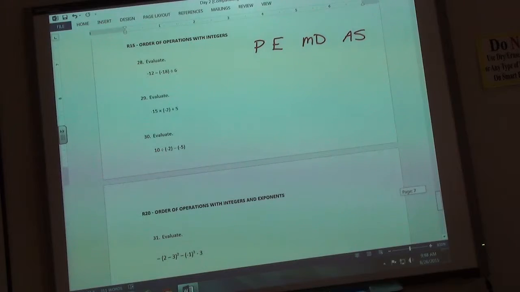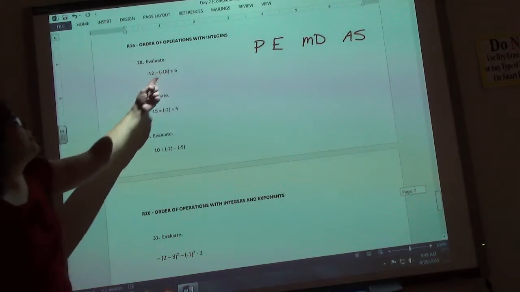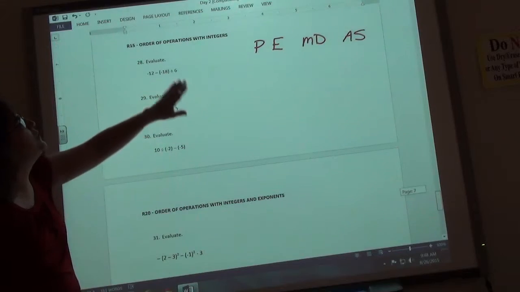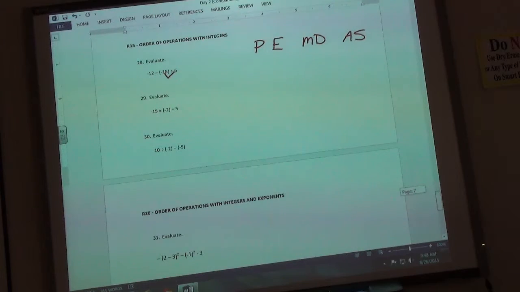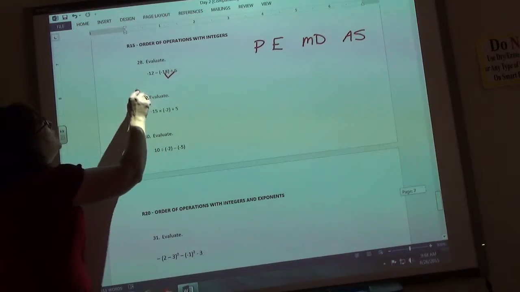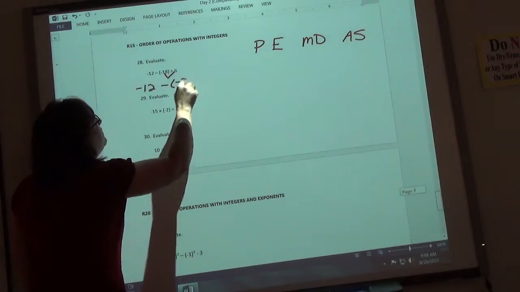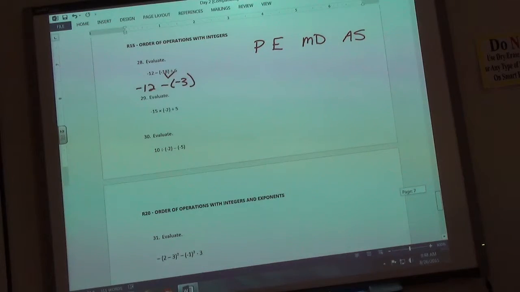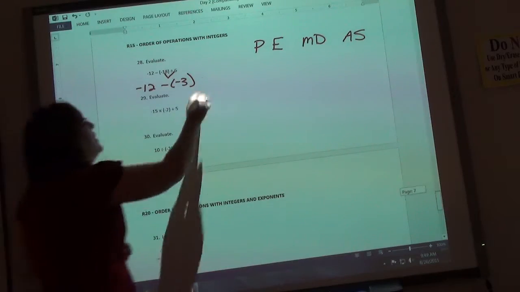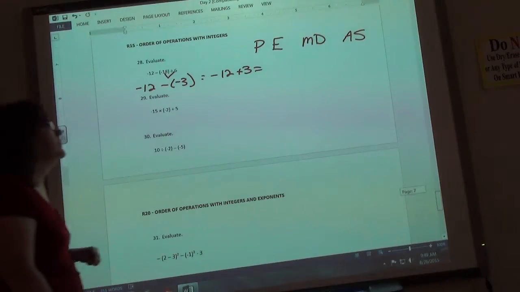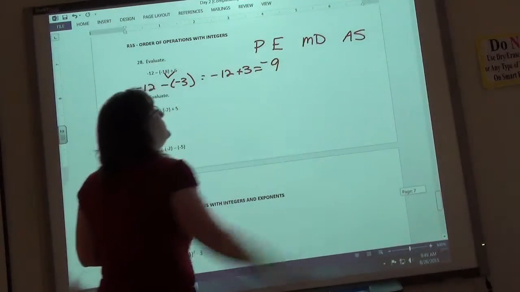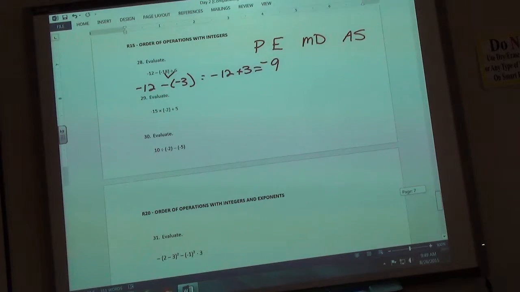Still stuck on that. Don't have to do the parentheses because there's only one number in the parentheses. Don't have any exponents, so I do multiplying and dividing. So I'm going to divide right here first. Negative 18 divided by 6 would be negative 3. So I'm going to have negative 12. I'm going to subtract a negative 3. Since I'm subtracting a negative, I end up changing that to plus 3. So I have negative 12 plus 3, which then gives me an answer of negative 9, right?